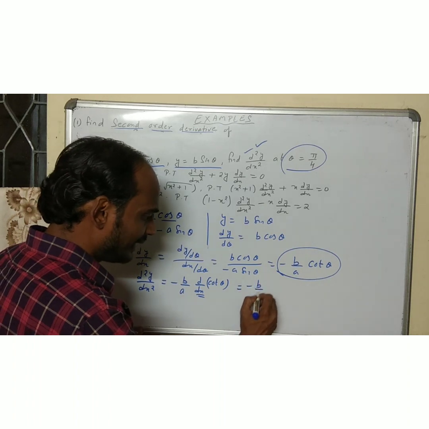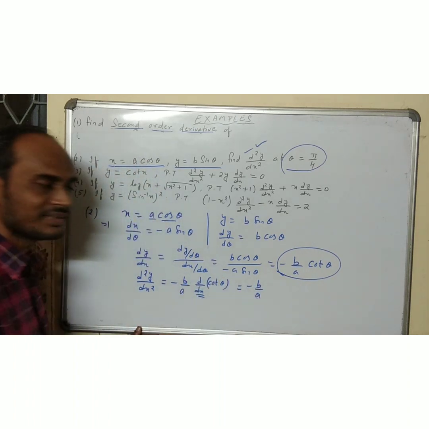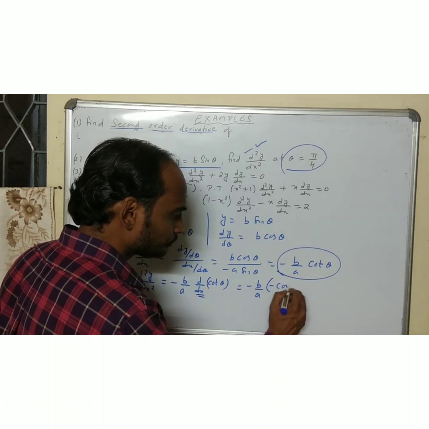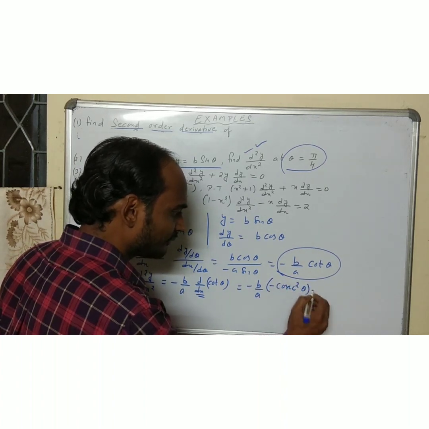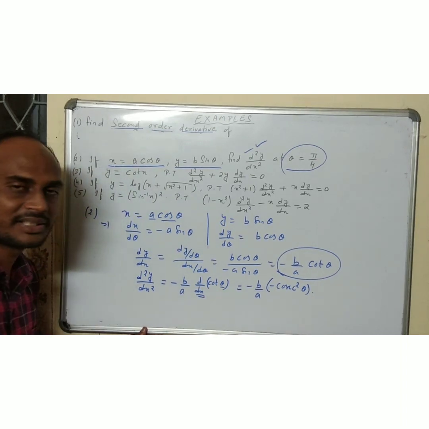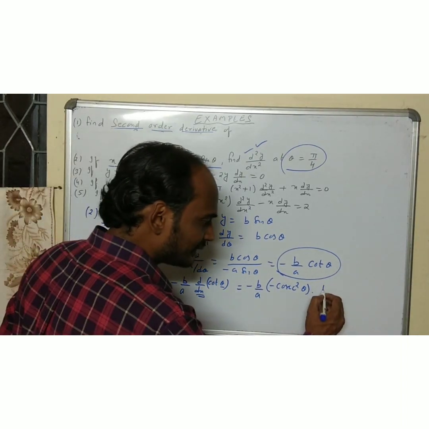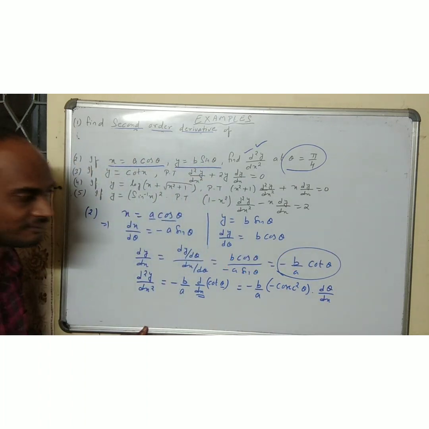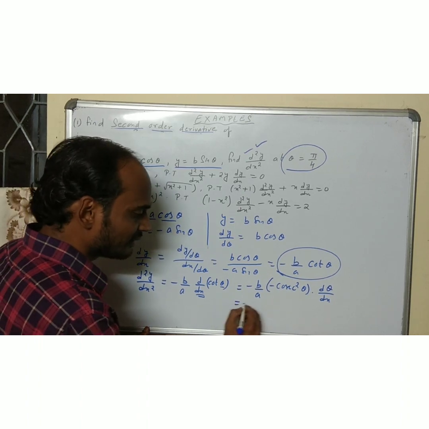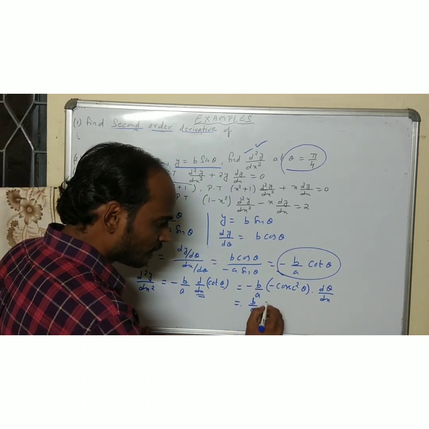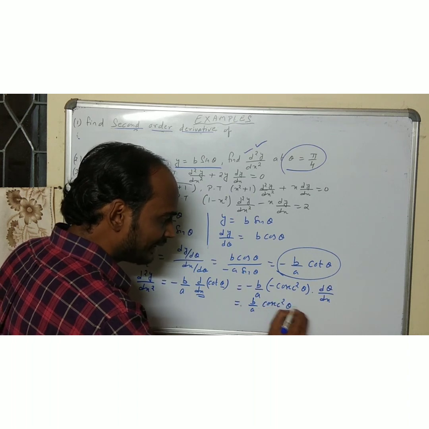So minus b by a you write. Cot theta differentiation is minus cosec square theta, that you are going to write. But here theta is there and we are finding differentiation with respect to x. So one more term will be written here, d theta by dx, by applying the chain rule. So the answer will be minus minus, which is plus, b by a cosec square theta, and d theta by dx.